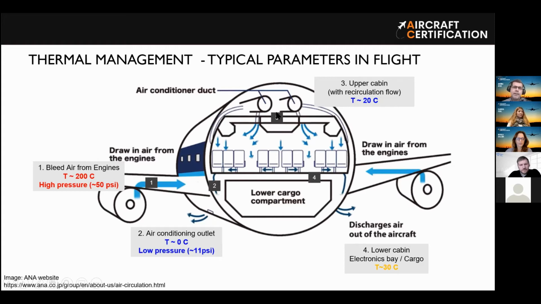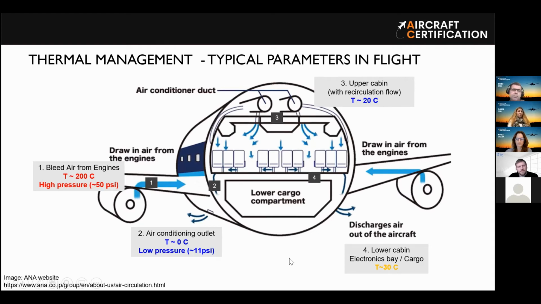However, there is some recirculation. There is not only this 0 degree air, but there is also some recirculation of air in the cabin. So basically the air that will enter the cabin is around 20 degrees. And then after that, the air will circulate through the bottom region of the aircraft, and it will be in the electronics bay around 30 degrees, and then it will go out of the aircraft. Of course, these are only typical flight conditions. Those temperatures will change if we are on the ground or in hot or cold operation.